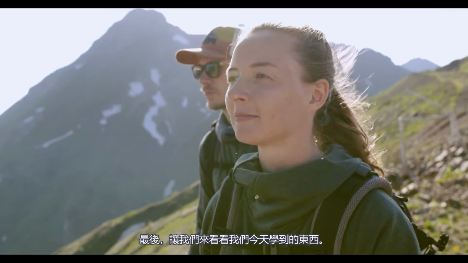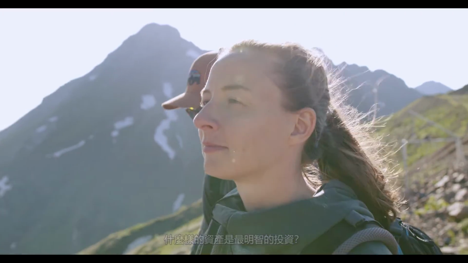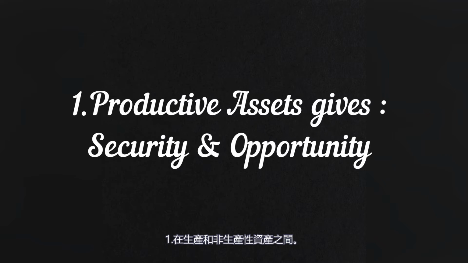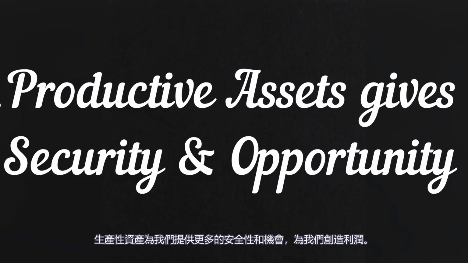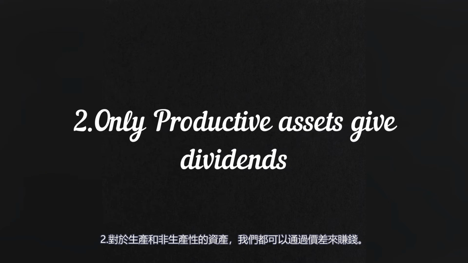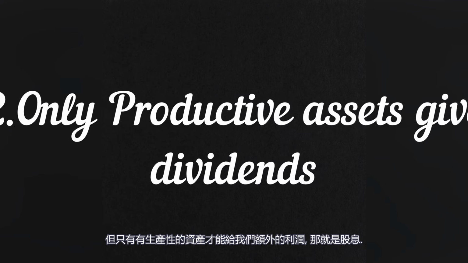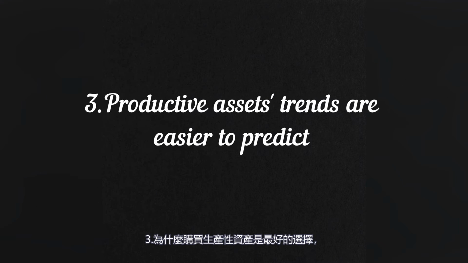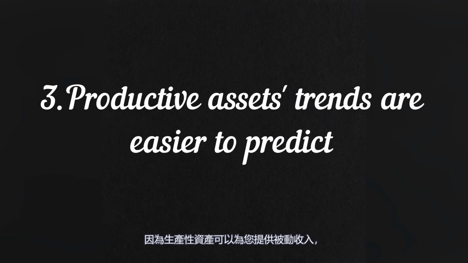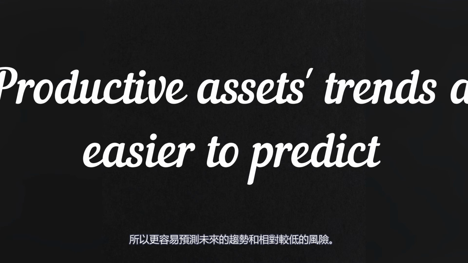Finally, let's review what we learned today. What kind of assets is the wisest to invest in? 1. Between productive and non-productive assets, productive assets provide us with more security and opportunities, creating profits for us. 2. For productive and non-productive assets, we can both make money by spread. But only productive assets can give us extra profits, that is dividends. 3. Why is buying productive assets the best option? Because productive assets can provide you with passive income, it is easier to predict future trends, and comparatively lower risk.